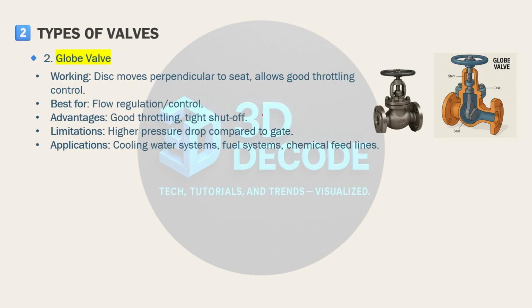2. Globe valve. Working: disc moves perpendicular to seat, allows good throttling control. Best for flow regulation control. Advantages: good throttling, tight shutoff. Limitations: higher pressure drop compared to gate. Applications: cooling water systems, fuel systems, chemical feed lines.